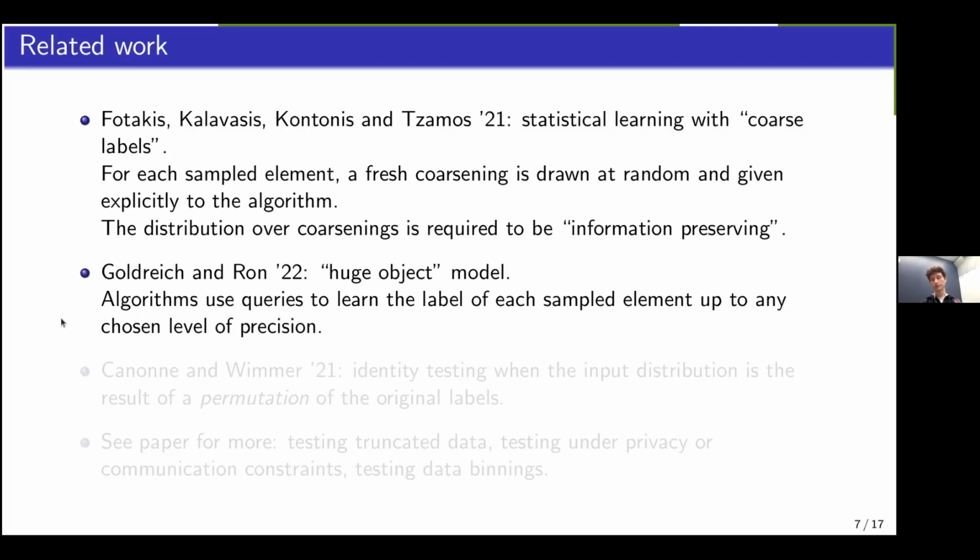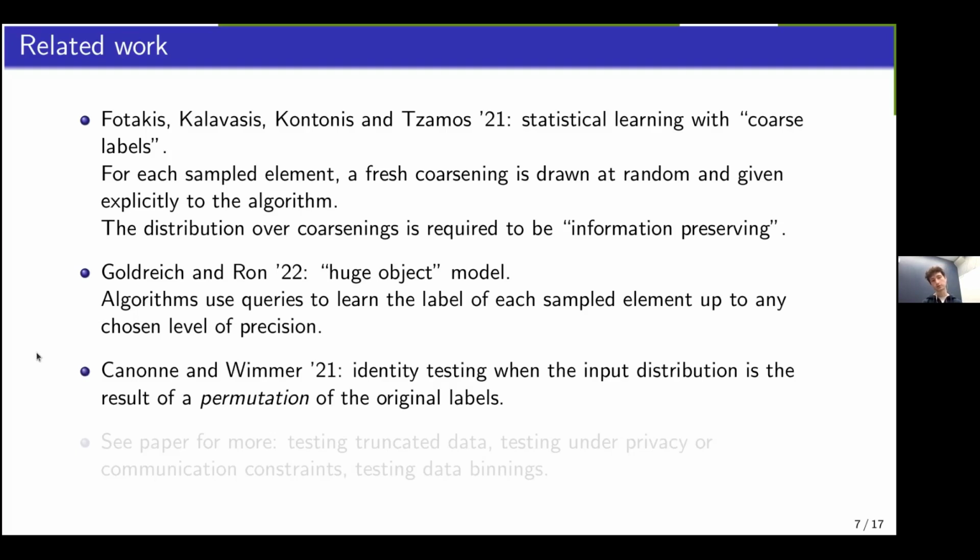So this is kind of similar because there's imperfect information about the labels. However, a crucial difference is that here, the algorithms can learn to as good a precision level as they want, as long as they issue queries. Whereas for us, if the collector is making some mistakes, then these are just mistakes that are always there, and we can't really learn beyond that.